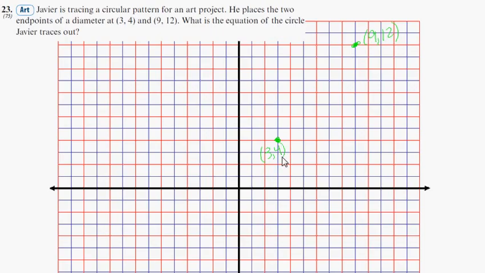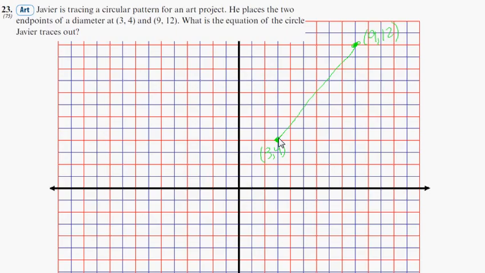All right, so we know our diameter goes from here to here. Ooh, that's kind of not a very nice straight line there, right? Let me try that again. Let's get my diameter here. Okay, so the center of the circle is going to be right in the middle of that. So we could actually use that to find our center.